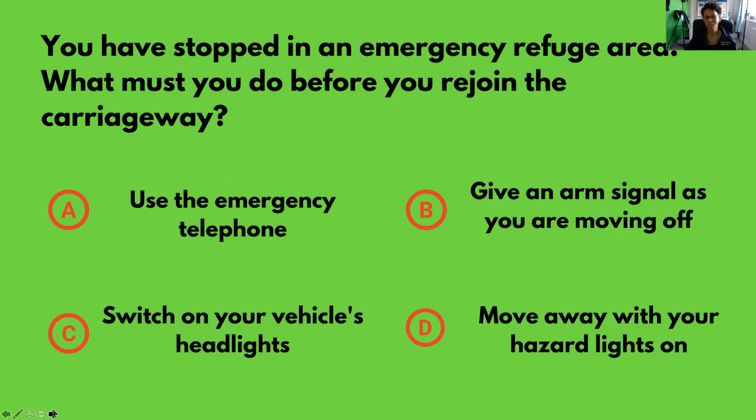A, use the emergency telephone. B, give an arm signal as you are moving off. C, switch on your vehicle's headlights. D, move away with your hazard lights on. Which of those must you do? Okay, the correct answer here is A, use the emergency telephone.